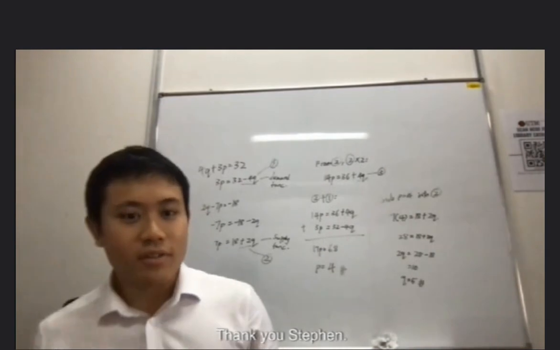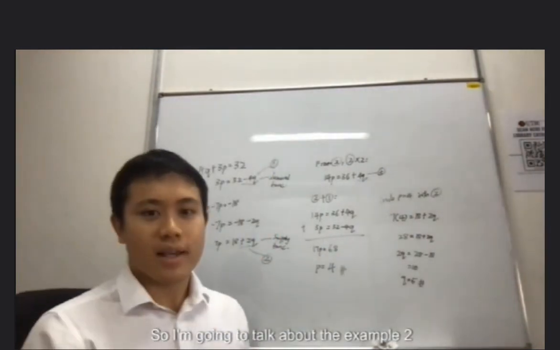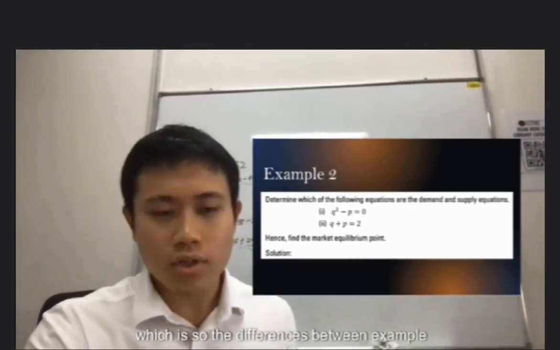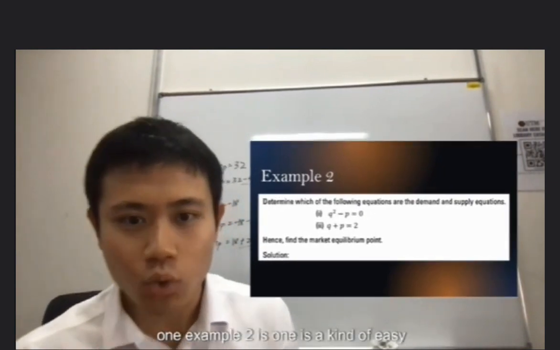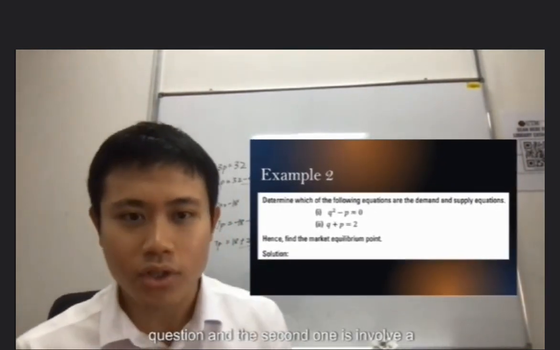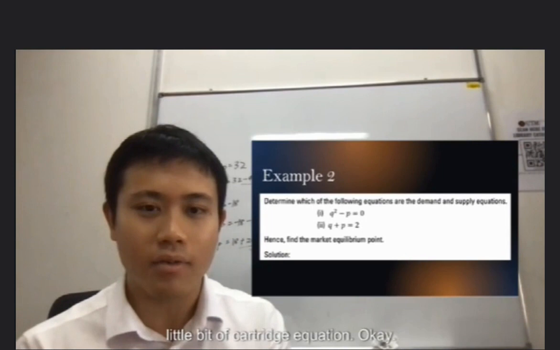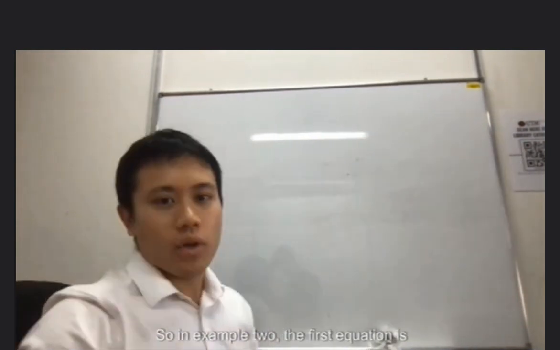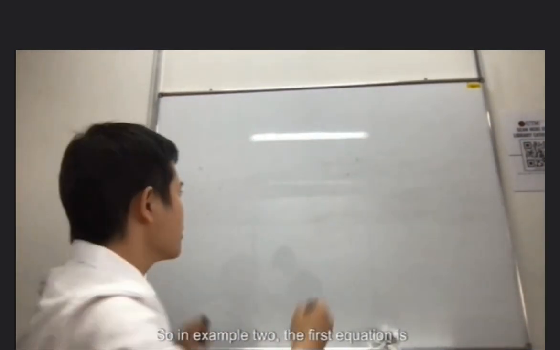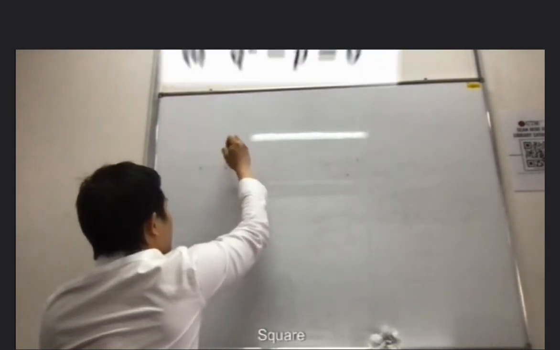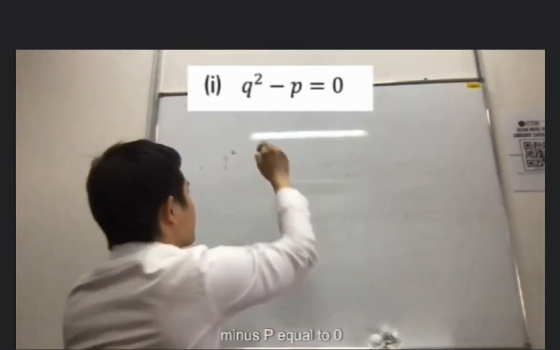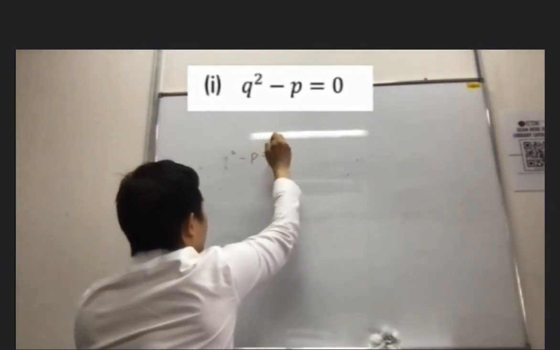Thank you, Steven. I'm going to talk about example 2. The difference between example 1 and example 2 is that one is a kind of easy question and the second one involves a little bit of quadratic equation. In example 2, the first equation is q squared minus p equals 0.